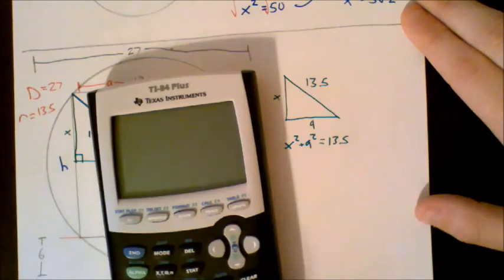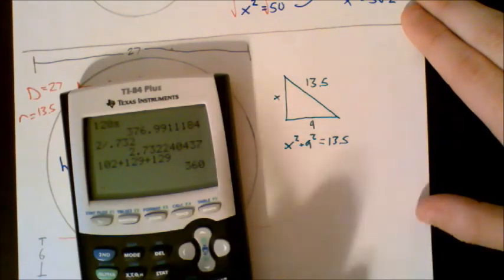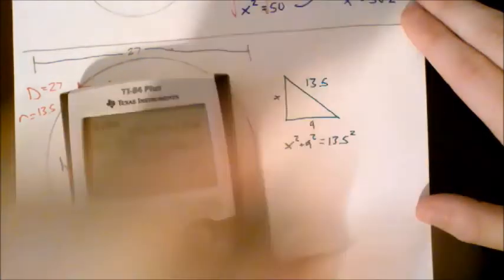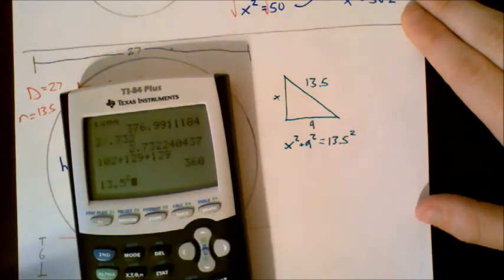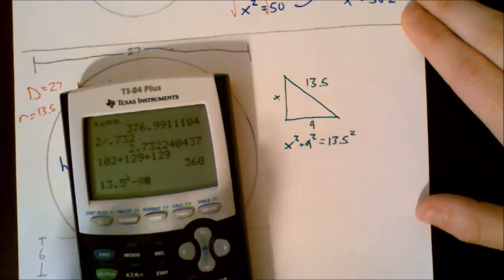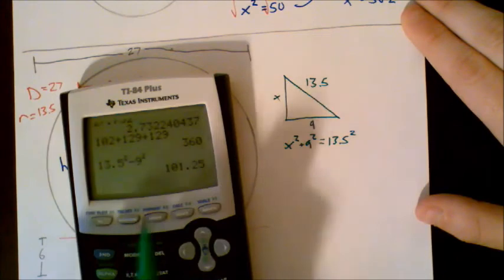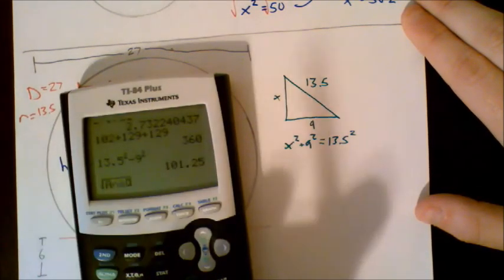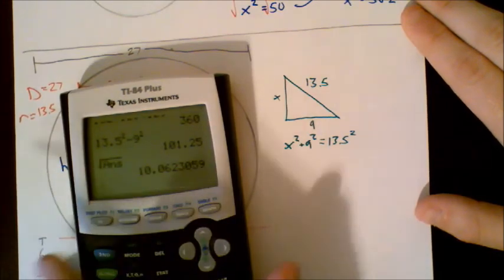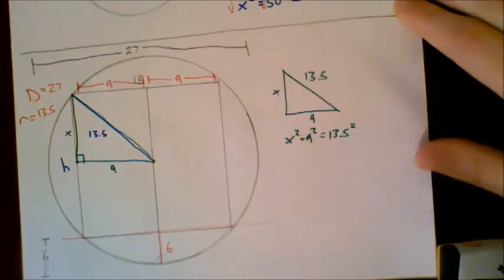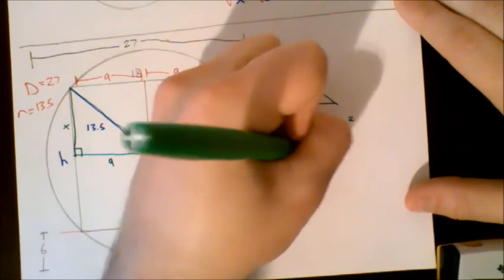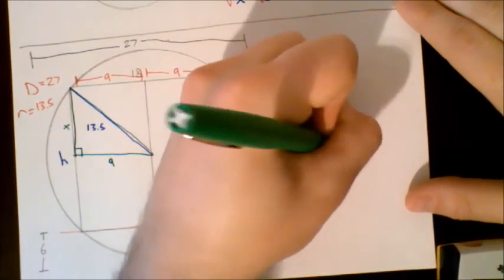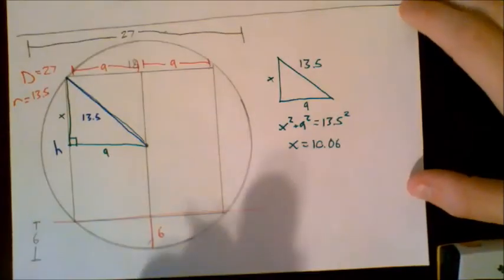Let's go ahead and do some quick math here. 9 squared is 81. So we have 13.5 squared minus 9 squared. What we have to do is take that number and square root it. So it'll be a little bit bigger than 10. So 10.06. Okay, now we're not done.